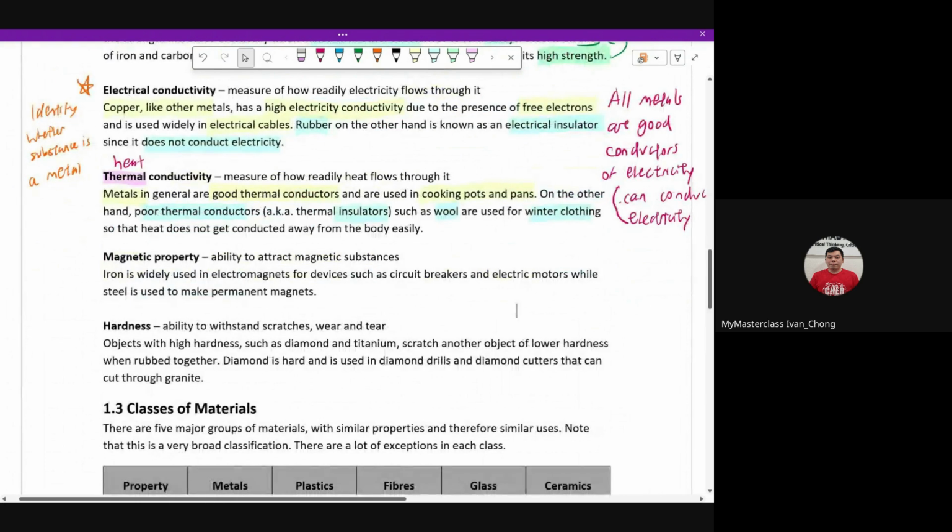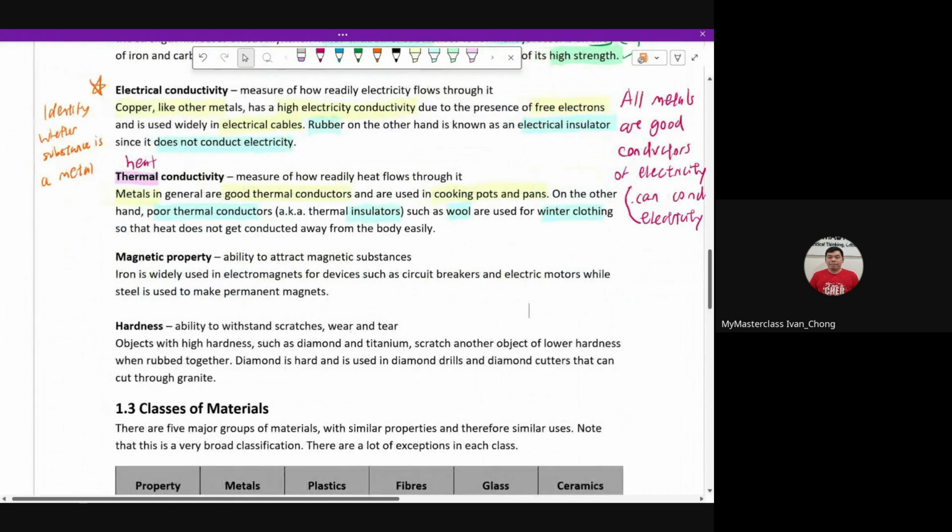Okay, then your magnetic property itself is the ability to attract magnets. So the thing is, magnets itself, there's only a few, which typically is iron, nickel, and cobalt. But most of the time we use iron and steel itself. Okay, so these two are the most common ones. Basically, they can become magnets. Basically, that's what it means.